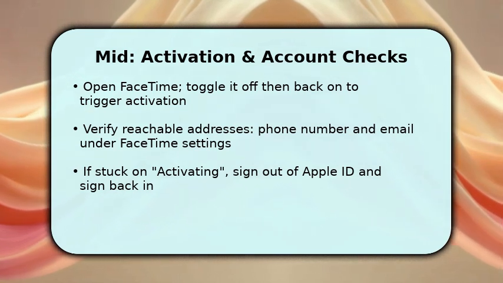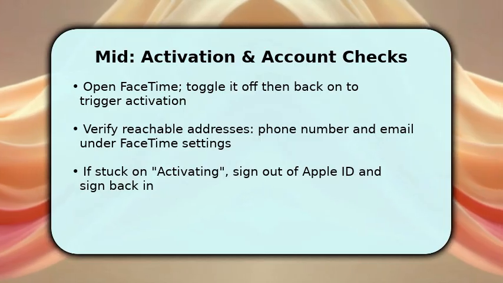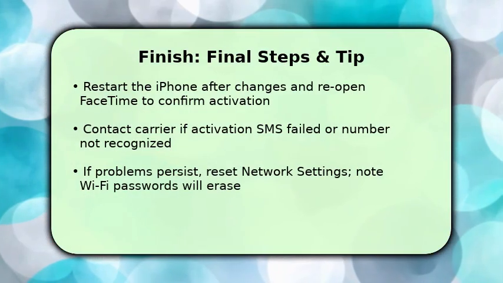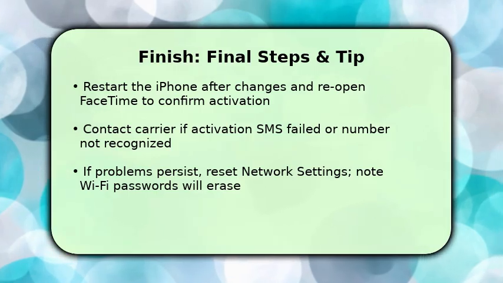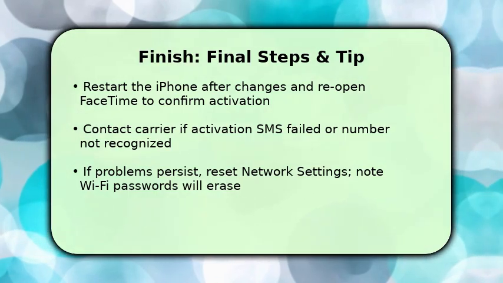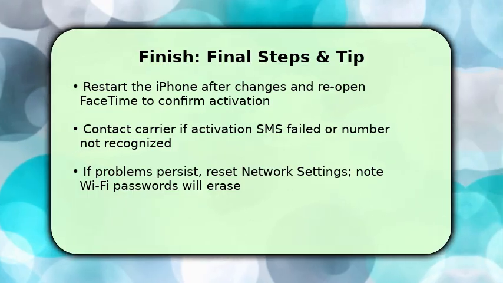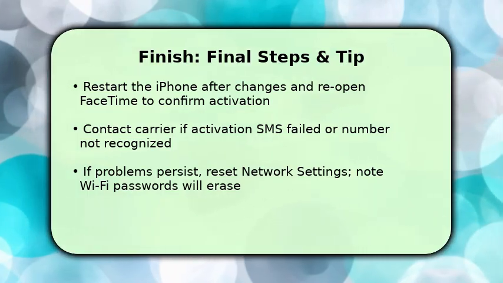Finish by restarting the iPhone to apply all changes, then open FaceTime to confirm the green toggle and your reachable addresses. If activation fails due to SMS or carrier blocking, contact your carrier and confirm SMS provisioning. Some carriers block activation texts.